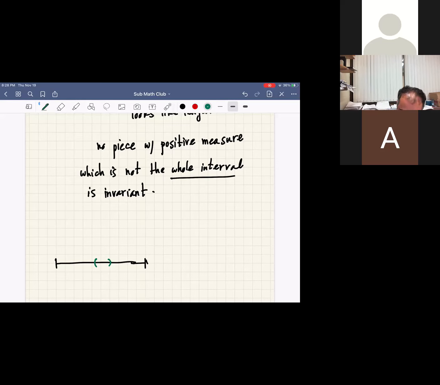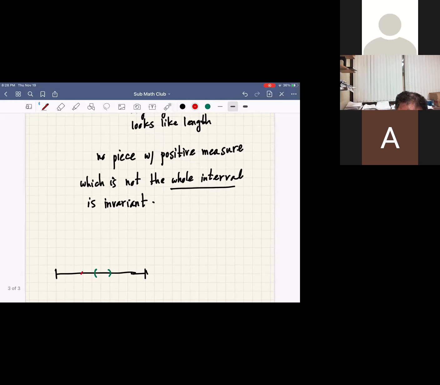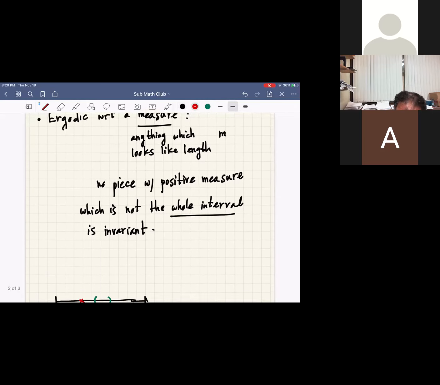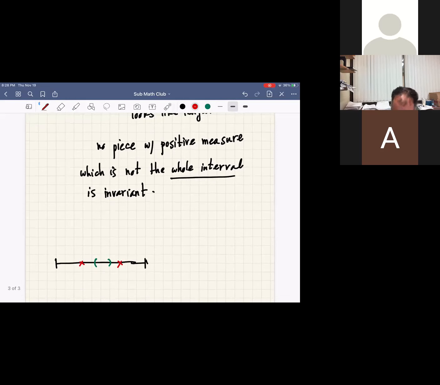So, and then now just keep iterating these exchanges and watch what happens for a point. So we had this point which was here, and we saw that it lands here, and so on. So we can just keep iterating the interval exchange and watch what happens for this point.